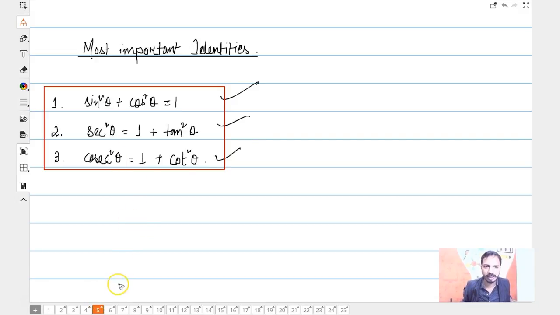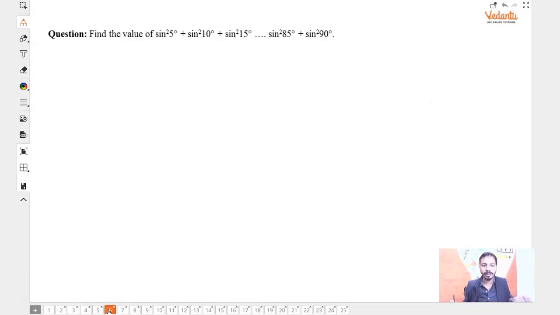I'm not proving this, guys, so I will go directly to the numerical, as this is a numerical session, and this is the first numerical that I have selected for you. So try this question, and I'll give you 1 minute to solve it. Have a pen and pencil or copy with you, right, and try to solve it.